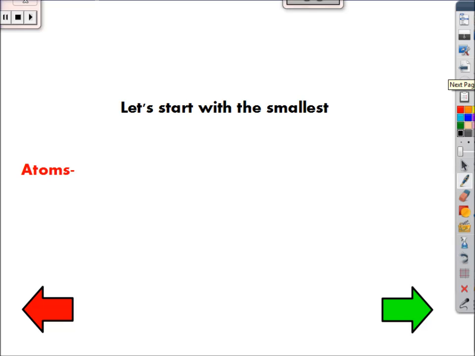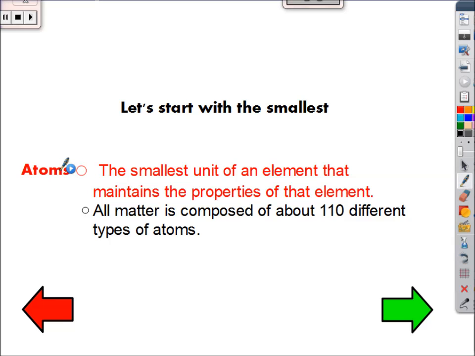So starting with matter, some of you have heard the term atoms. You think you know what an atom is. The correct definition would be the smallest unit of an element that maintains the properties of that element. We'll talk later in the year about what atoms can be broken up into, because they are composed of other things like electrons and protons, but those don't maintain the properties. They have different properties than the element has. Now, all matter is composed of about 110 different types of atoms, different kinds of elements, basically, combined in different ways.